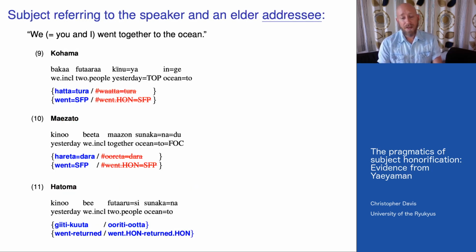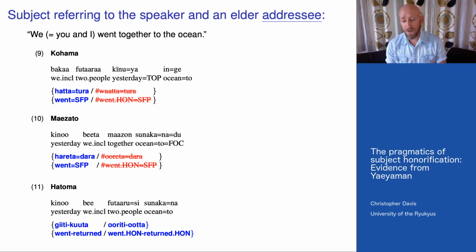Now, having shown how a constraint against self-honorification is involved in the pragmatics of these forms, I'm going to turn to sentences whose subject refers to the speaker and an addressee who is older than the speaker. So concretely, I'm going to consider sentences that mean we, that is you and I, went to the ocean together, where the addressee is a person to whom the use of honorifics is normally required.